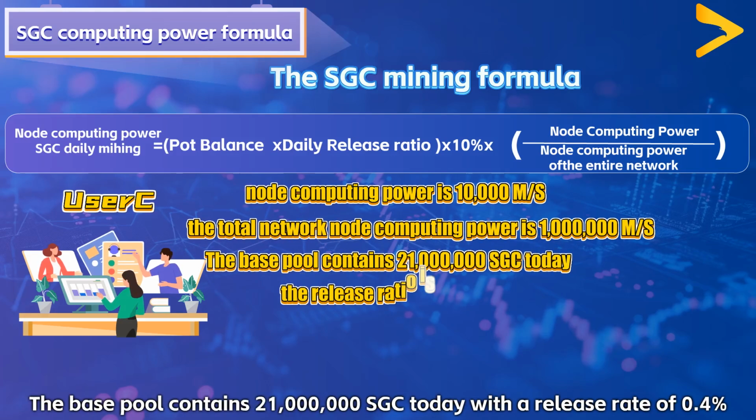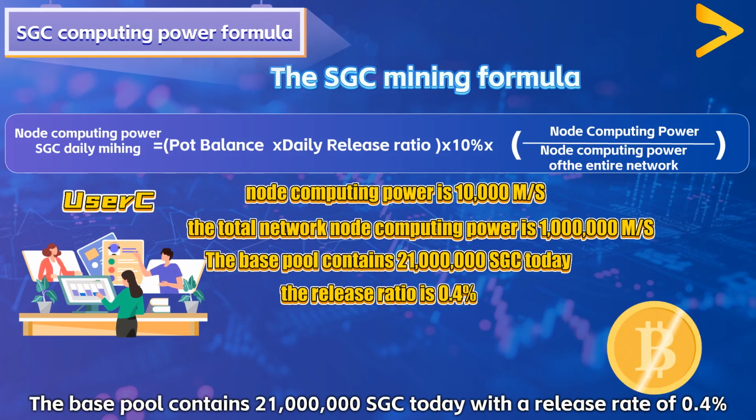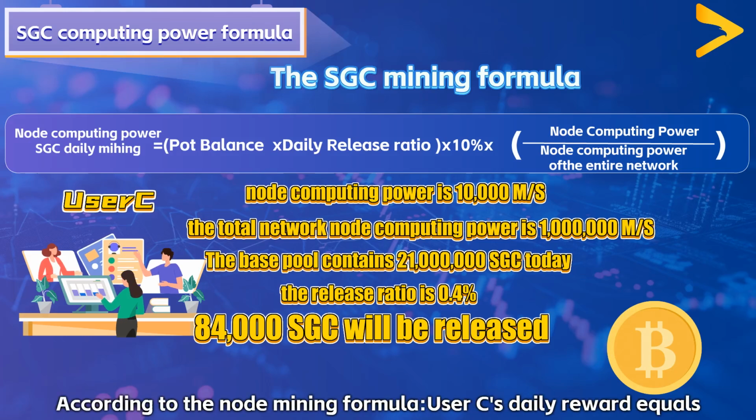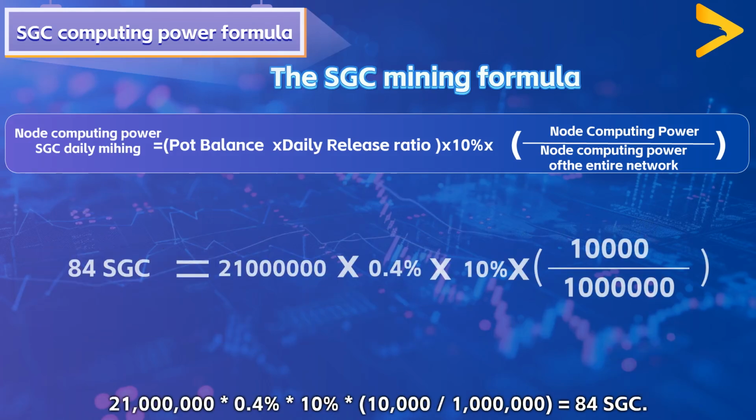The base pool contains 21 million SGC today with a release rate of 0.4%, which means 84,000 SGC will be released. According to the node mining formula, user C's daily reward equals 21 million multiplied by 0.4%, multiplied by 10%, multiplied by 10,000 divided by 1 million, which equals 84 SGC coins.